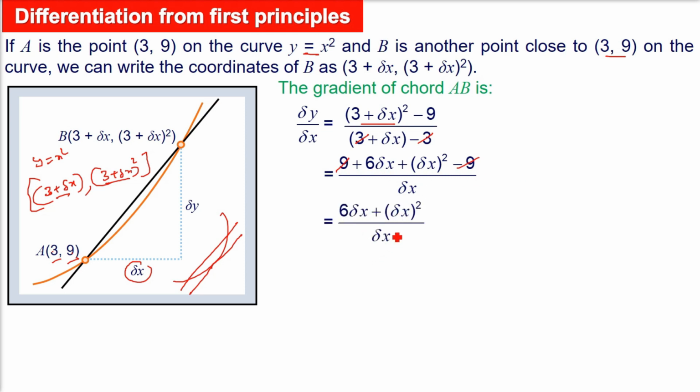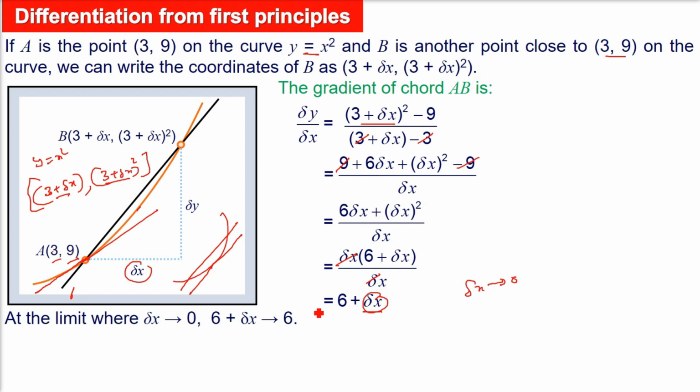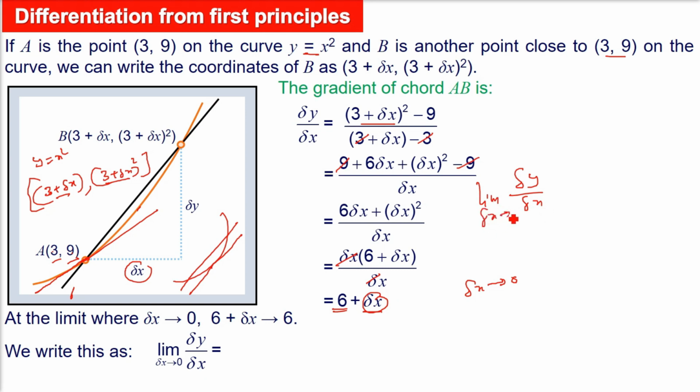You can take a delta x common from here, you just cancel it, 6 plus delta x. So delta x, finally you have to write 0. Delta x limit tends to 0. Why? Because A and B are not different, they are one over another, they are one. That is how we find the slope, or tan theta, or dy by dx of the tangent passing through that particular point, 3 and 9. So the differentiation, delta y by delta x, limit delta x tends to 0, is going to be 6. Remember, delta y by delta x, limit delta x tends to 0 is simply dy by dx.